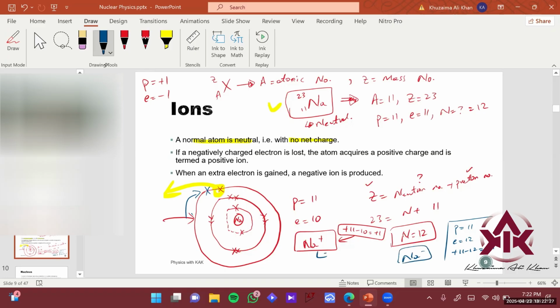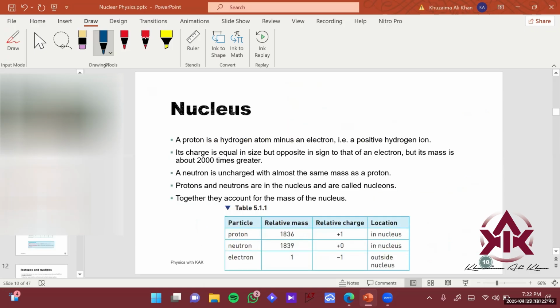So this thing is called a cation, that is a positive ion. And this is called an anion, a negative ion, right? What is an ion? An ion is when an atom loses or gains electrons, right? So this is a discussion on ions over here, and then we have the nucleus here.